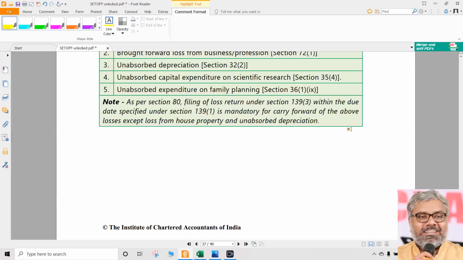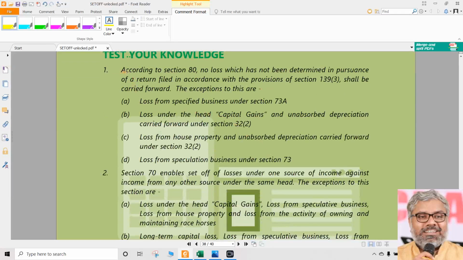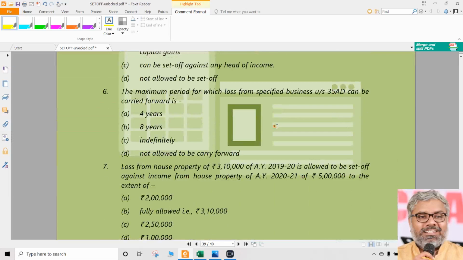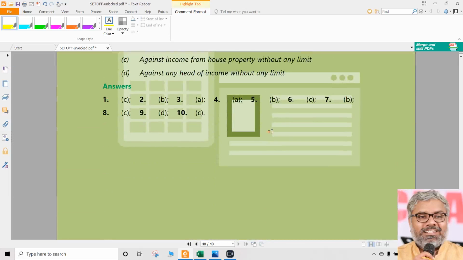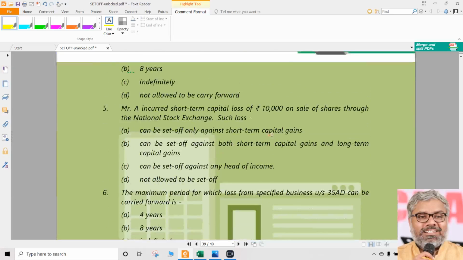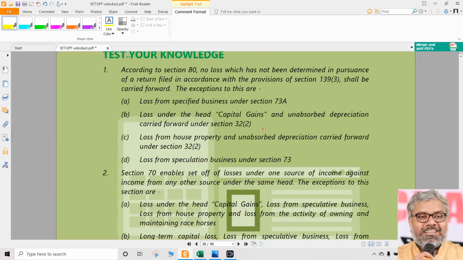We have done all the questions of the ICAI material, including illustrations and exercises. Now your job will be to check the answers for these MCQs. MCQs you have to do. Of course, the answers are given here already, so mostly you will be able to find out. If at all you go wrong, you will be able to find out where you went wrong. Clear?